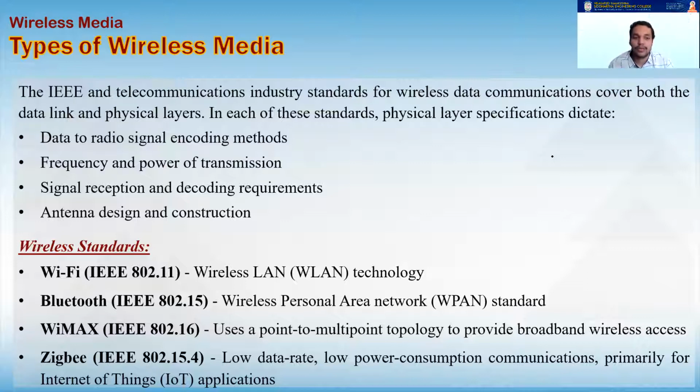And the last one is your Zigbee. Once again, the standard given is IEEE 802.15.4, which is low data rate, low power consumption communications, primarily for IoT communications. You know what, Internet of Things communications are for applications that we use. Zigbee is one of the things where they can communicate with one another because it uses less power. With IoT, the main problem is your battery drainage. Because they have really small batteries, you have to make sure for sensors and stuff, the power consumption has to be less too.